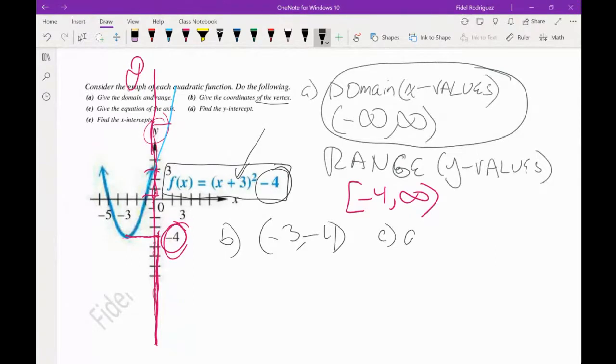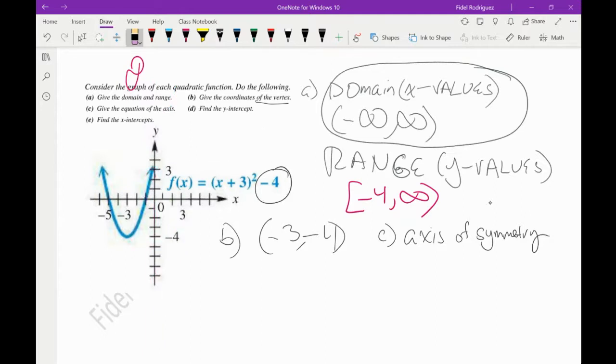Now, part C says, can we find the equation of the axis? We usually call it the axis of symmetry. What the axis of symmetry is, y'all, is the line that cuts the graph right in half, okay? So look, I'm going to clean up some of this mess because I know there is quite a bit of it here. And again, I want you to think about it.